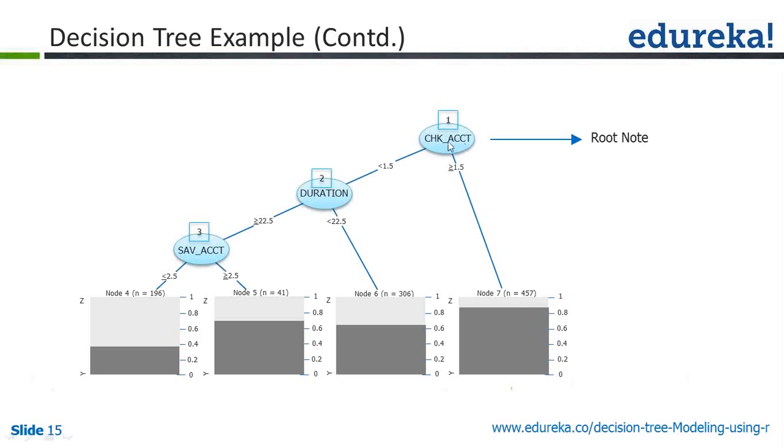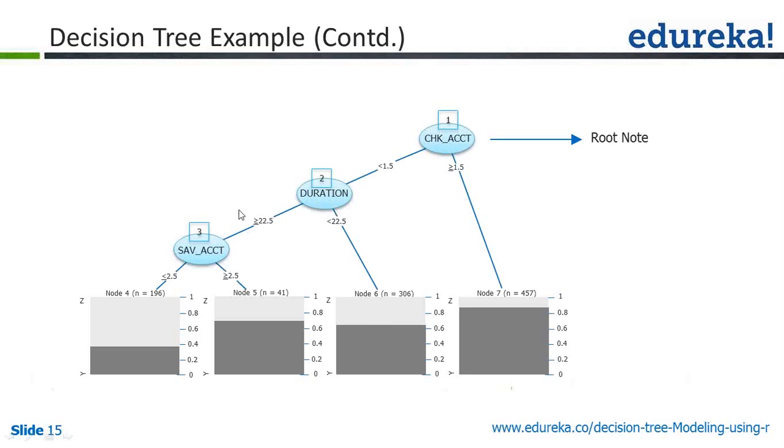Then all those guys whose checking account is less than 1.5, it's actually 1 or 0, for them, look at duration. If their duration of relationship is less than 22.5 months, then you have probably more than 60% of the people with yes.